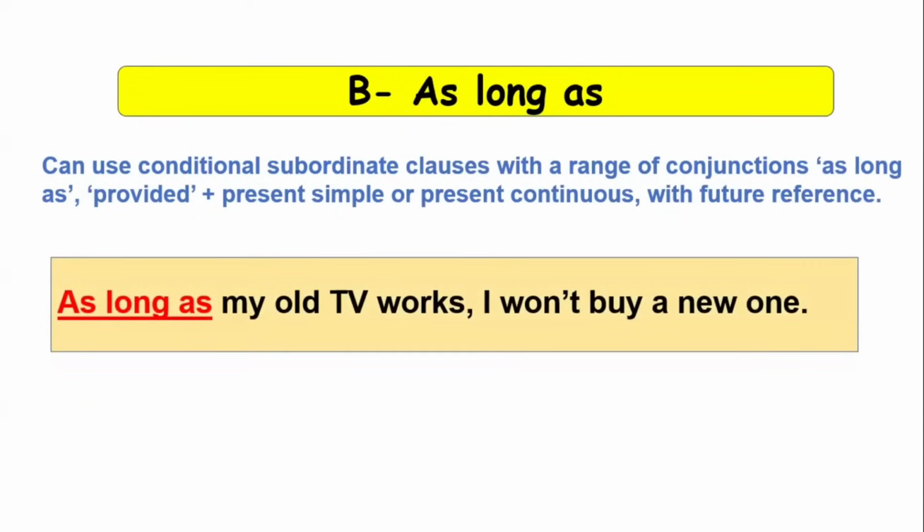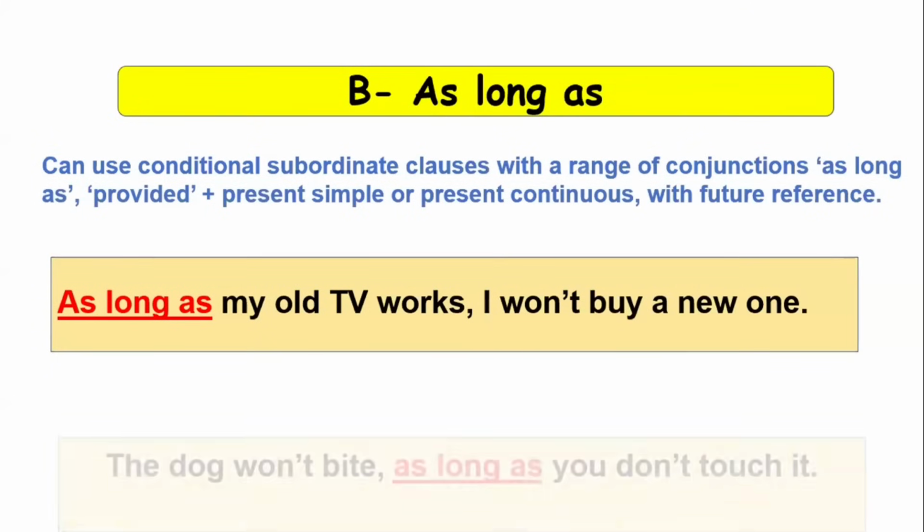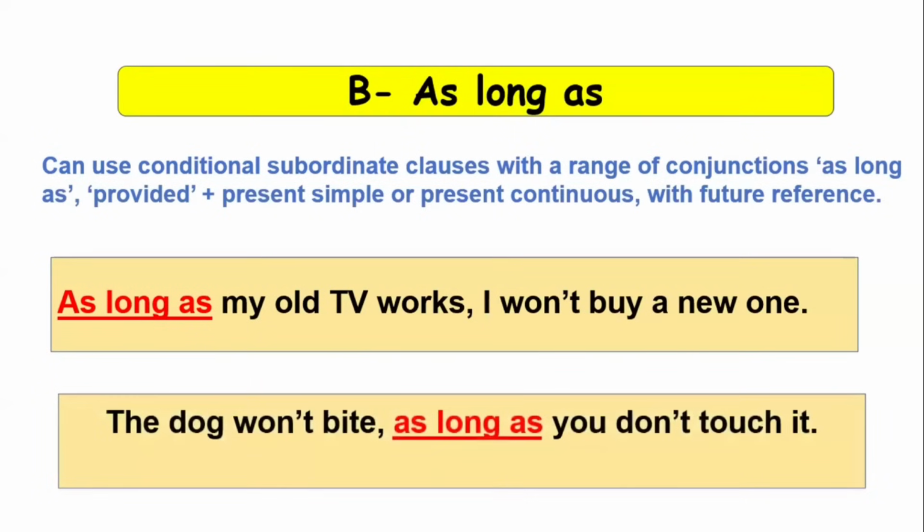تعطيني شرط. As long as my old TV works. طالما إنه التلفزيون القديم يعمل. I will not buy a new one. يبقى مش هشتري واحد جديد. The dog won't bite. الكلب لن يقوم بعضك as long as you don't touch it. طالما إنك مش هتلمسه. This is the condition. هو ذا الشرط.